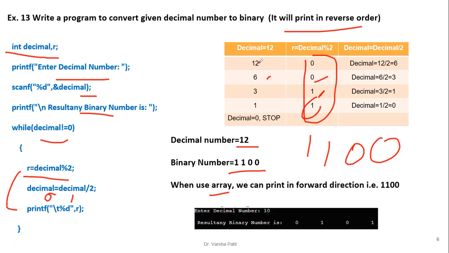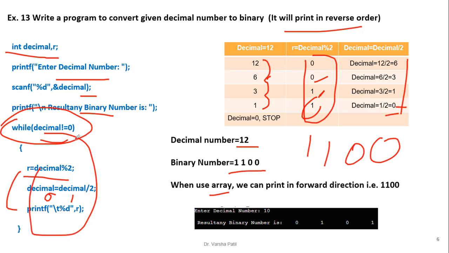So the initial number is 12, then it becomes 6, then 3, then 1, and after that it becomes 0. We want to continue this procedure until our number is not equal to 0. But when our number becomes 0, we stop here. So after these 4 iterations, the decimal number becomes 0, and we stop the loop. Meanwhile it prints all the remainder values, that is 0, 0, 1, 1. It is only printing the answer in reverse.